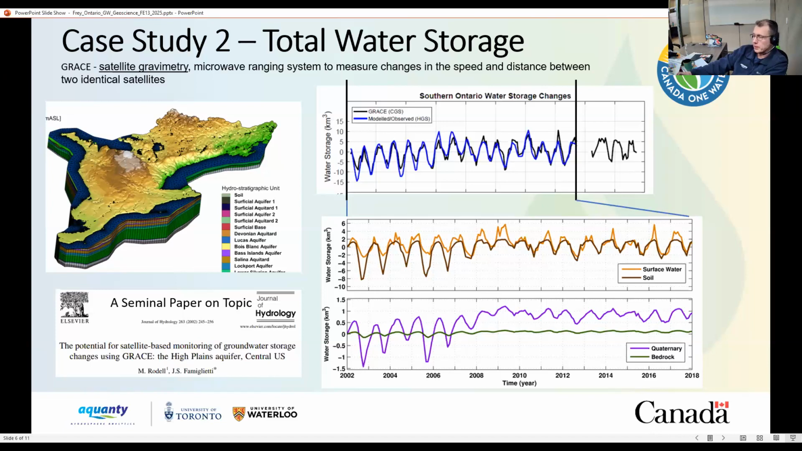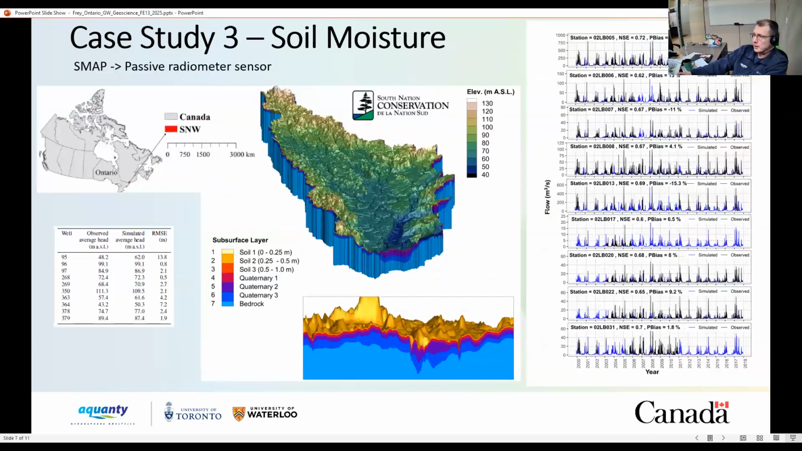And again, the use of GRACE is well suited for large scale models. The resolution of GRACE is relatively coarse, but these large scale models that we're running tend to have relatively coarse resolution as well. So that was case study number 2. Case study number 3 is our use of soil moisture data from the SMAP satellite.